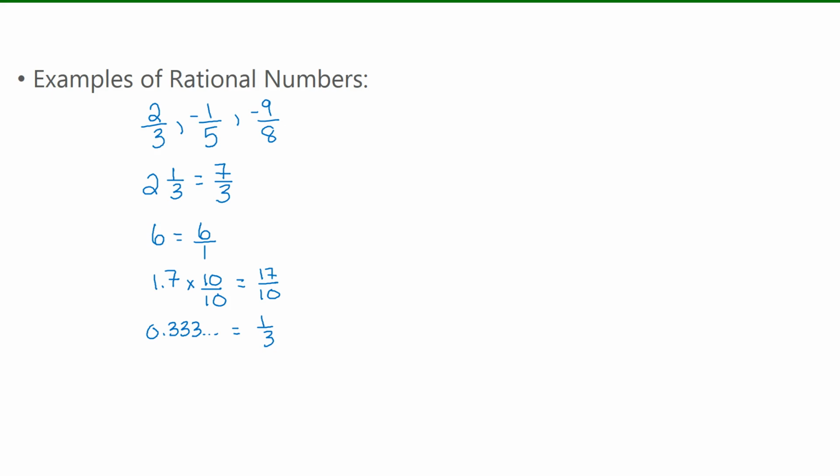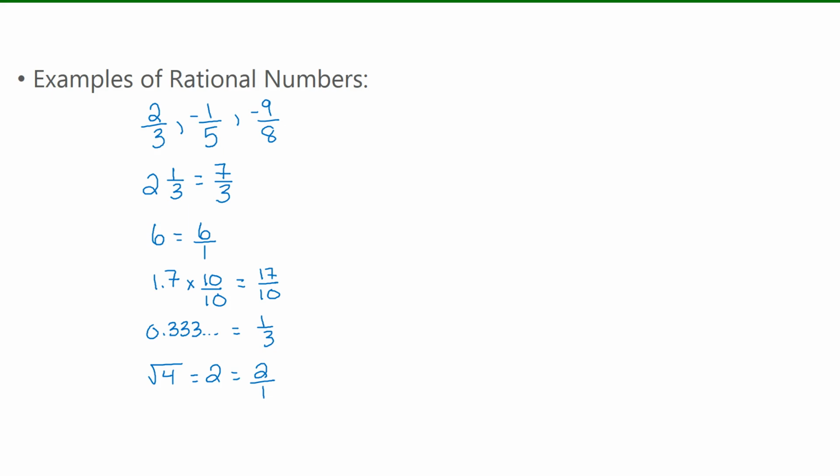Now another rational number, which may not be obvious that it is, in fact, rational, are perfect squares. Square root of 4 is 2, and then I can put that as a fraction, 2 over 1. But this only works for perfect squares, though.